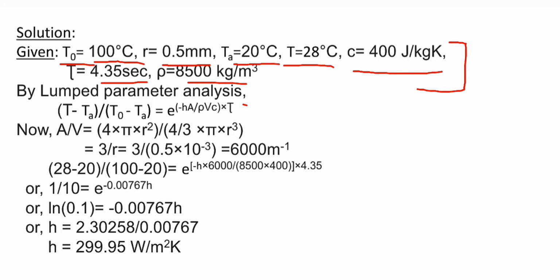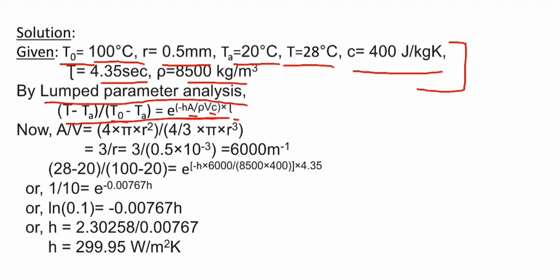there is no need to check the value of the Biot number. And for a lumped system, by lumped parameter analysis, the temperature distribution formula is (T minus T ambient) divided by (T initial minus T ambient) is equal to e to the power minus hA divided by rho V C into tau, where A is area and V is volume.